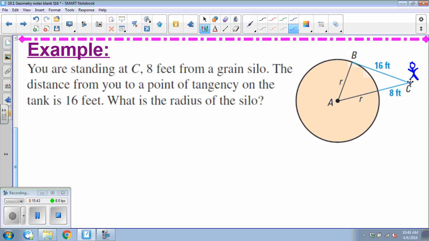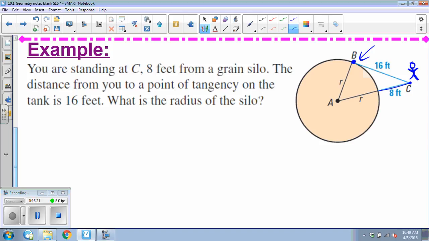You're standing at point C, 8 feet from a grain silo. Y'all know what a grain silo is? People who live in the country know what a grain silo is. It's one of those big cylinder things that hold rice and grains and looks like a huge tin can. Okay, that's a grain silo. So this is like the view from above. All right? So you're standing 8 feet from it. The distance from you to a point of tangency on the tank is 16 feet.